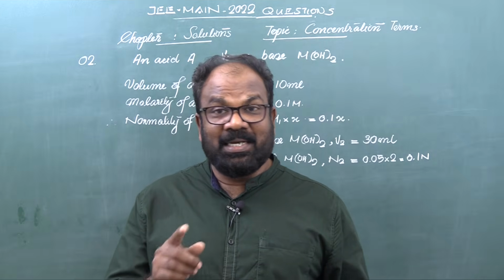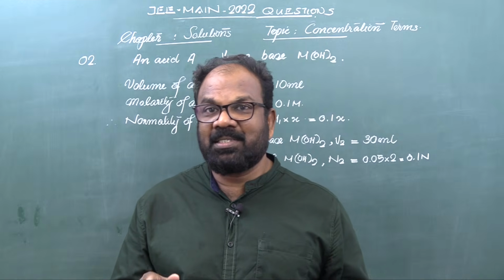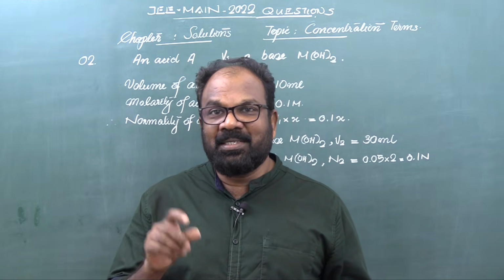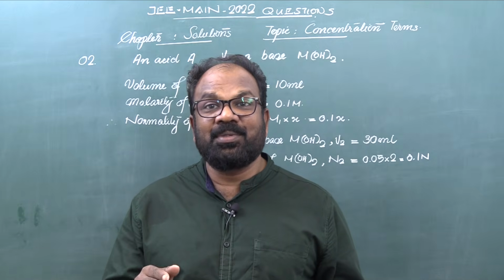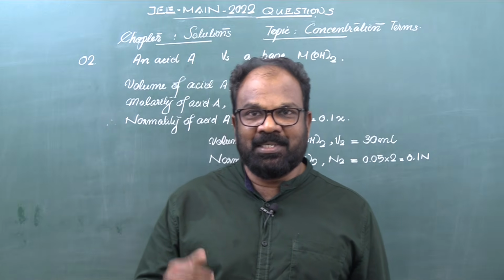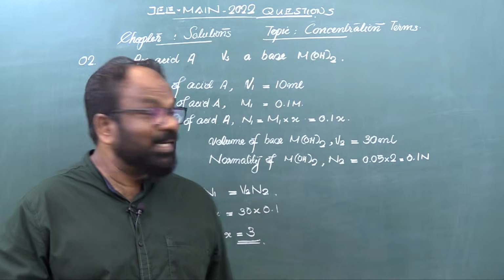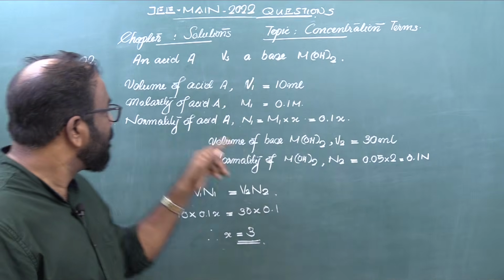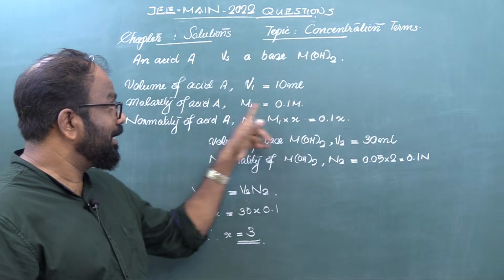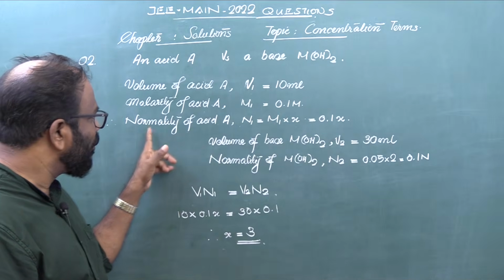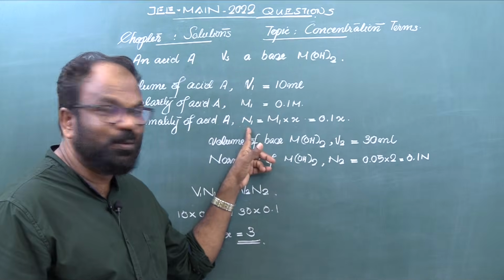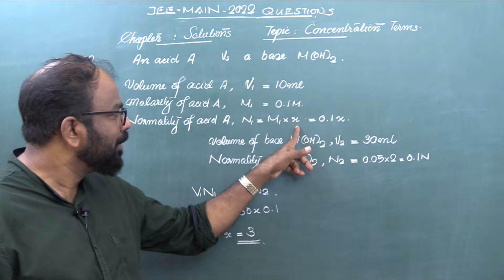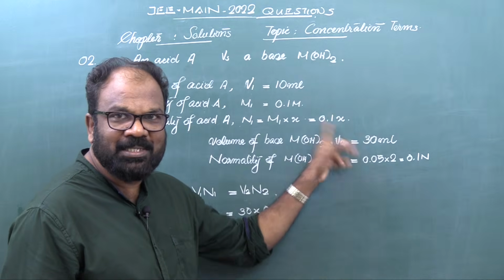In this question, an acid A combines with a base MOH twice. The formula of acid is not given, so its basicity is not known. We need to find out the basicity of the acid. Please listen. The volume of acid A reacted, we can take it as V1, that is equal to 10 ml. Molarity of the acid reacted, that is given 0.1 molar. The normality of the acid N1 is equal to molarity into X. X is basicity, we need to find out, that is equal to 0.1 into X.